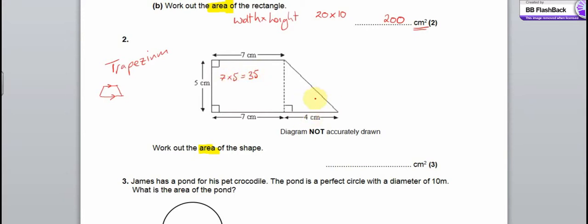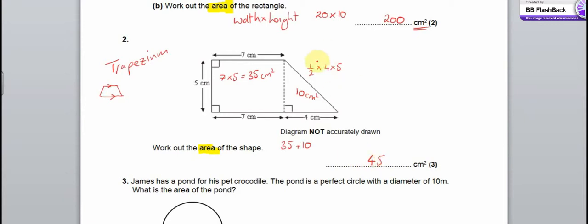Now the triangle, the area of a triangle is half base times height. The base is the same as the height of the rectangle, which is 5, so the triangle is a half of 4 times 5. So 4 times 5 is 20, and half of that is 10, so the triangle is 10. And the units here are square centimetres because we're dealing with area. So to get the total area, we add them together. 35, add 10, which is 45.